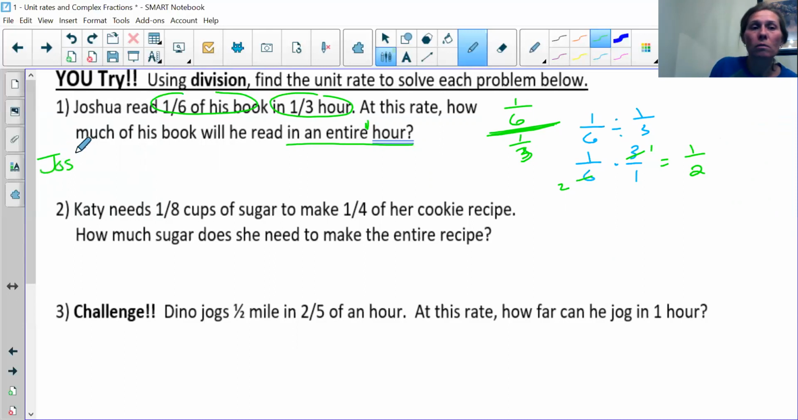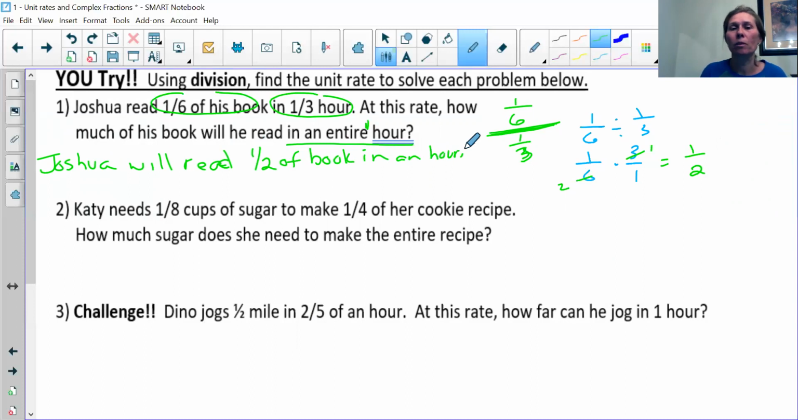Joshua will read a half of his book in an hour. Oop, starting to go into the fraction. All right, always want to try to rewrite it as a sentence, a complete sentence. Number 2, Katie needs 1/8 cups of sugar to make 1/4 of her cookie recipe.